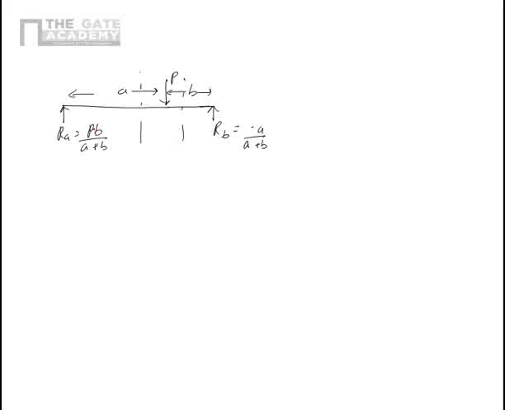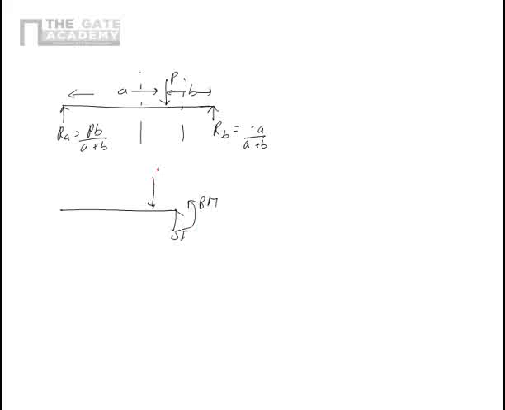I have this beam, this is A, and this is B, and this is RA, that is equal to PB upon A plus B, and this is RB, that is equal to PA upon A plus B. I have cut this section here and a section here. So for this section I have already written, for this section I am writing. So this section is like this. I write SF and BM.